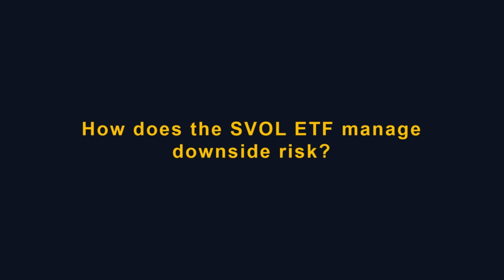Selling cash-secured puts. SVOL might utilize a strategy called selling cash-secured puts. This involves selling put options on the underlying assets, potentially VIX futures, while holding enough cash to cover the potential obligation to buy the asset if the put option is exercised. This strategy can generate income from the premium received for selling the put options, while also limiting the downside risk by having the cash readily available.